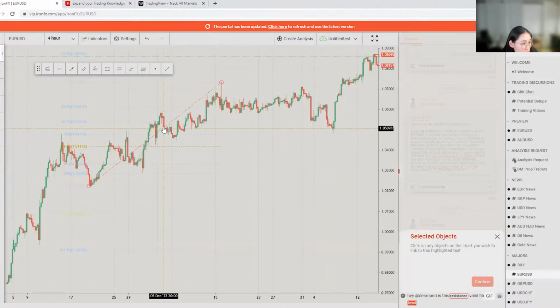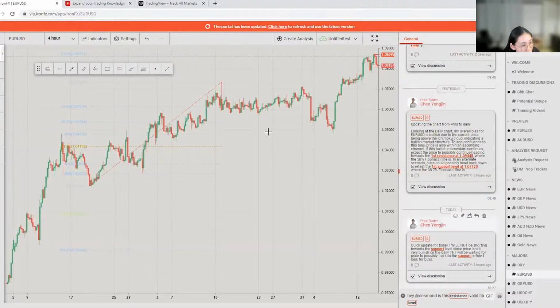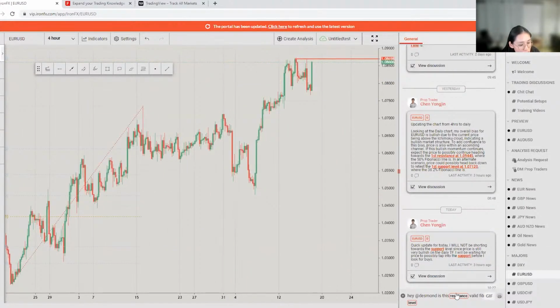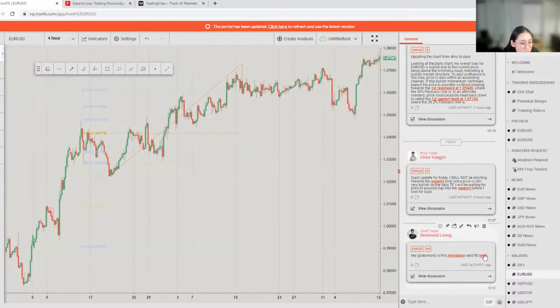Link object to text, and then you can choose which level you want. Maybe like 50%, and then it will choose it for you. So confirm, and then when I go over it, it will highlight it. So whoever is reading your chat will know what exactly you are referring to, and they'll be able to help you better. Same for the Fibonacci as well. 50%, so you can see the 50% is being highlighted.